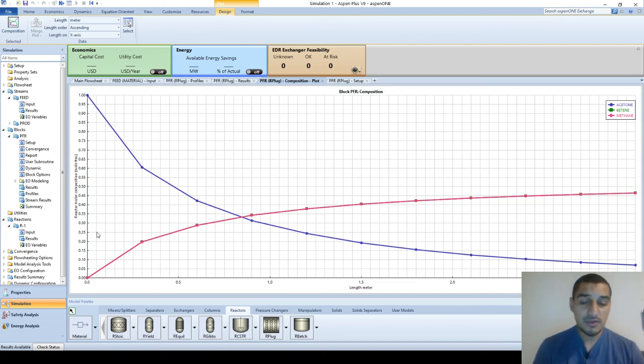So the PFR is a very nice unit that generates a lot of data, and I believe that it saves a lot of time, especially if you can define more than one reaction. It's going to be very difficult to do these calculations manually.